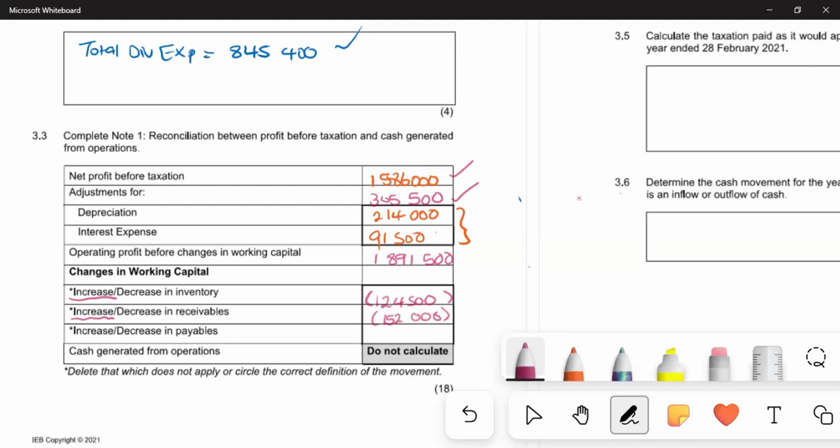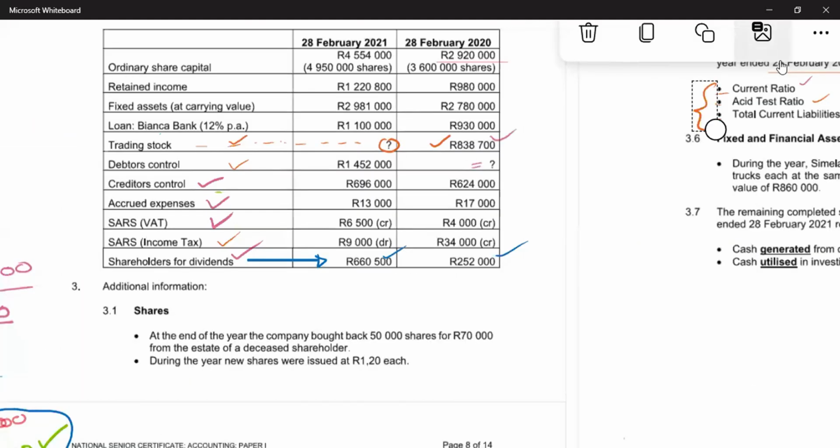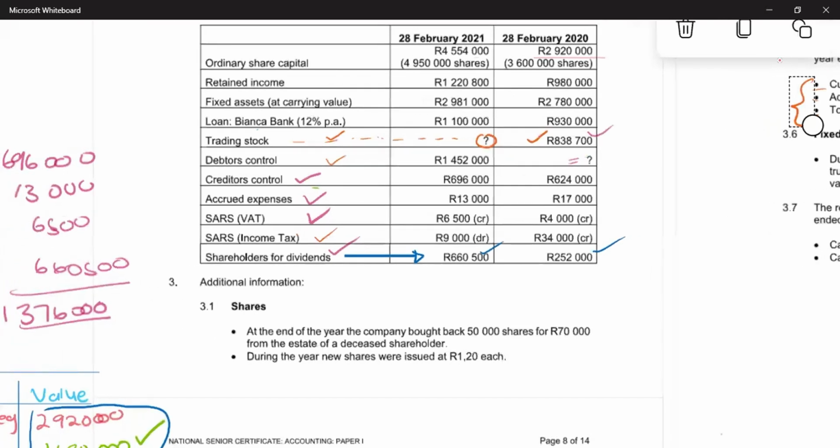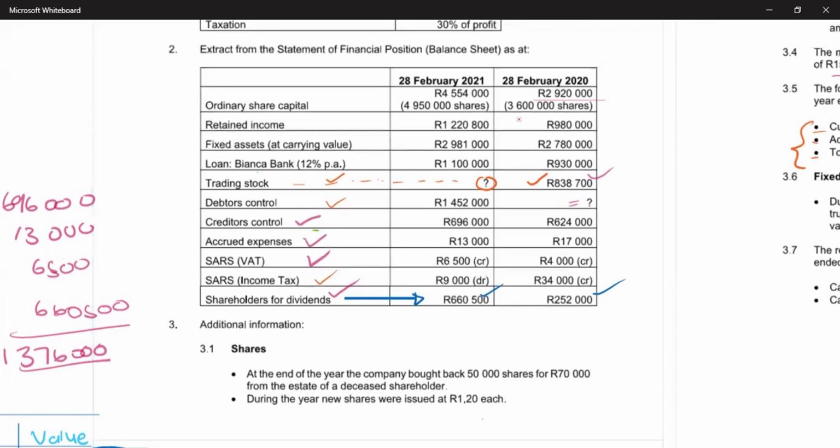All right. Now, payables, lastly. When it comes to our payables, let us look into our trade payables here, right? So firstly, let me just go about doing this. Let me look at these years. So last year, it will be our creditors control, right? Accrued expenses, okay? SARS for VAT, and now income tax is a credit balance, meaning that it's also a payable.